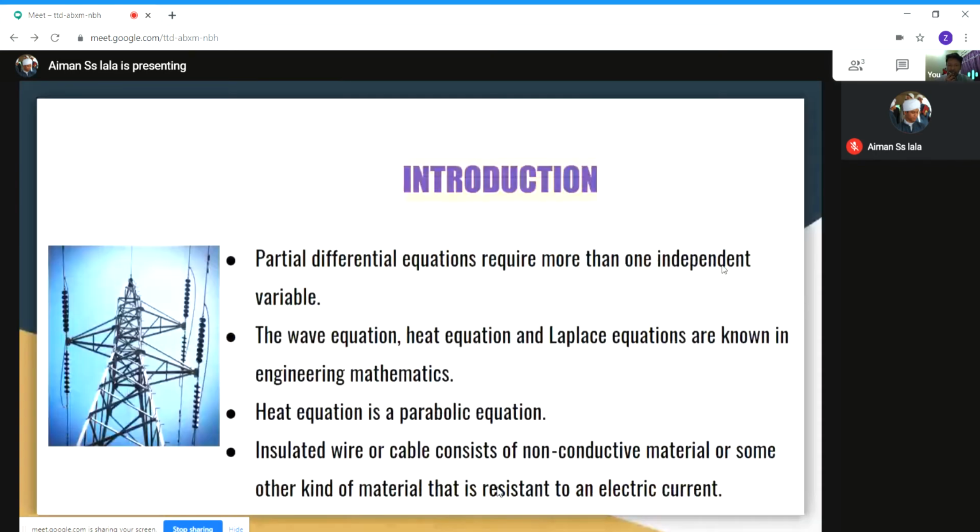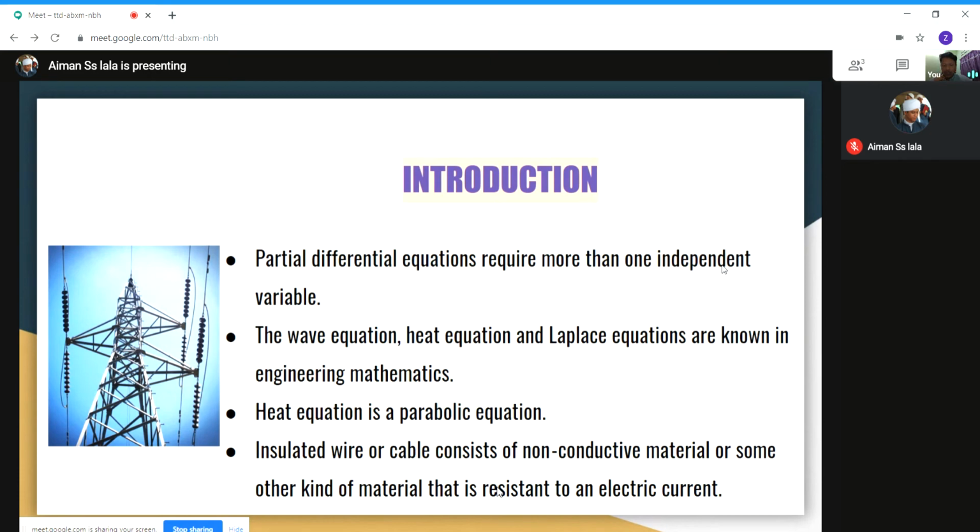For the introduction, partial differential equations require more than one independent variable. As we have learned before, we have seen many partial differential equations that contain more than one independent variable. The wave equation, heat equation, and Laplace equation are known in engineering mathematics. These three equations are the common equations that can be seen in engineering mathematics and are always applied in solving engineering problems.